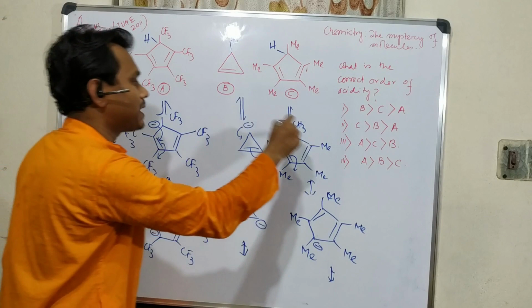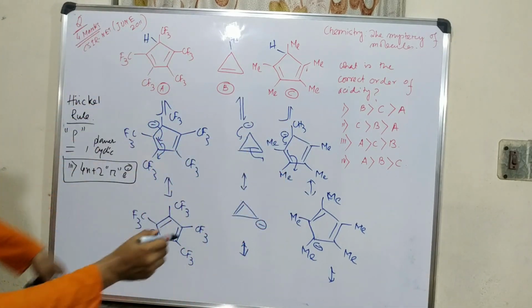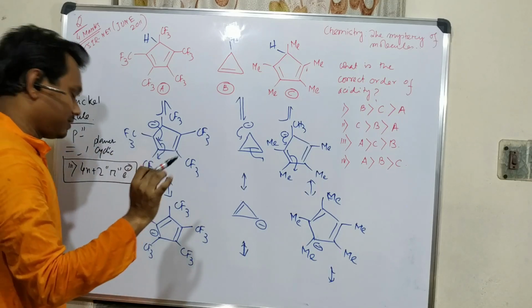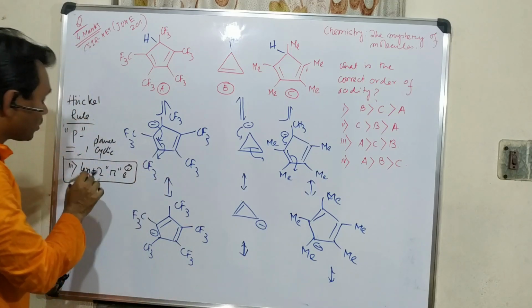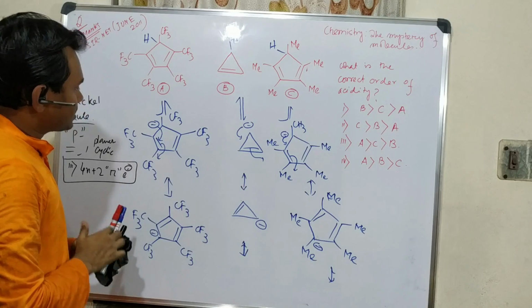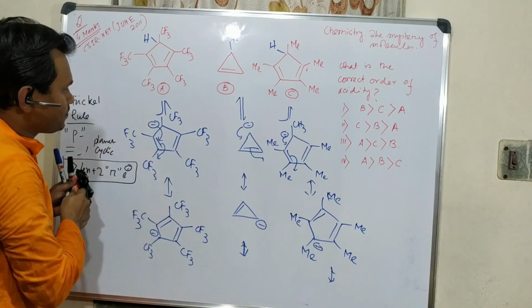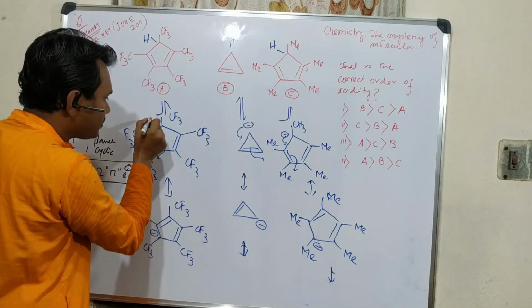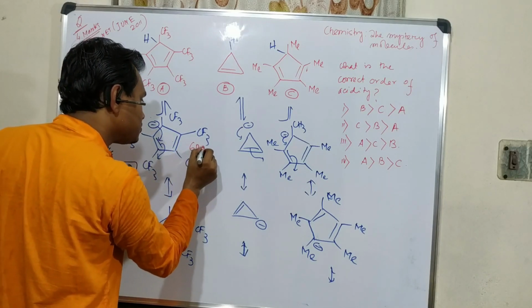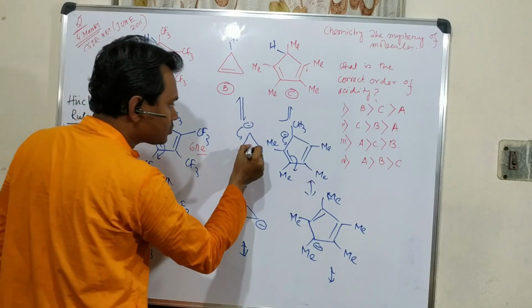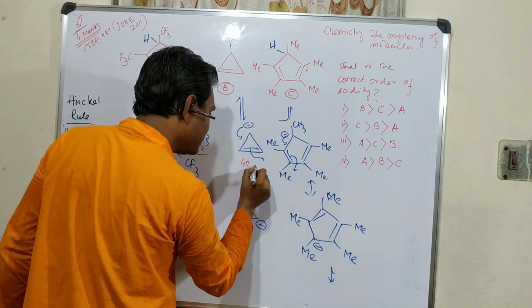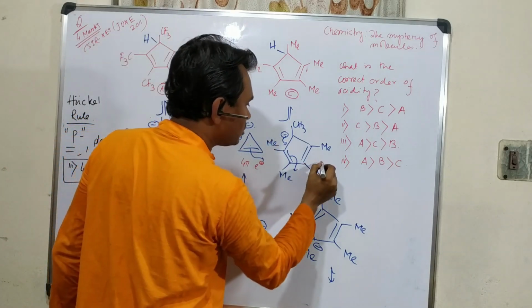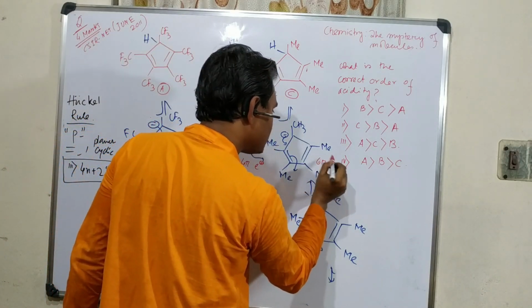For example, every molecule is planar. It is conjugated also, so the first and second points are covered. Now let's come to the third point, 4n plus 2 number of pi electrons. Let's count how many pi electrons are here. For example, this contains 2 and 1 pair, so 6 pi electrons. This contains 2 and 2, so 4 pi electrons. This contains also 6 pi electrons.